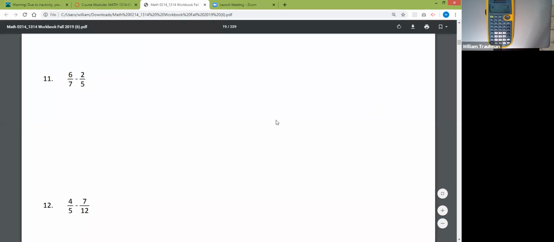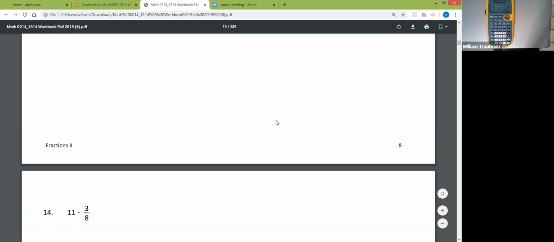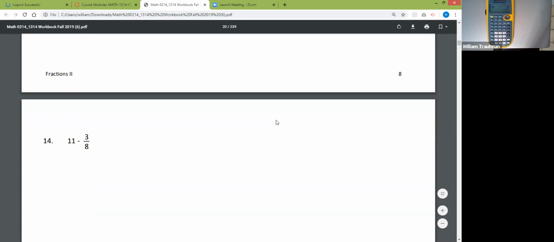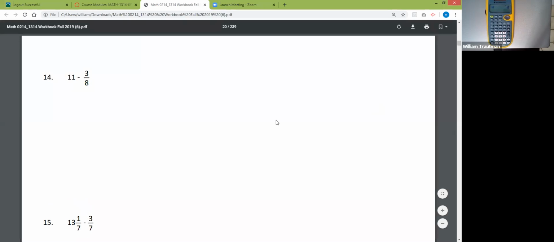Any questions so far? Everybody okay? Nothing new here. You guys can go through these and try this with a calculator. Let's try this one, number 14.